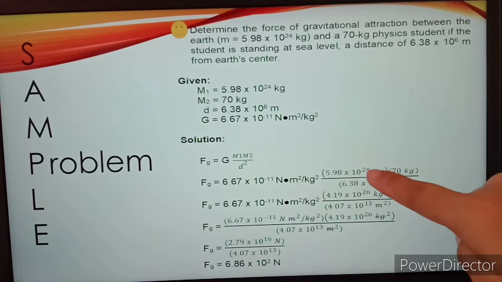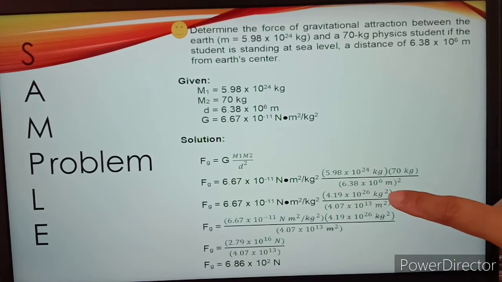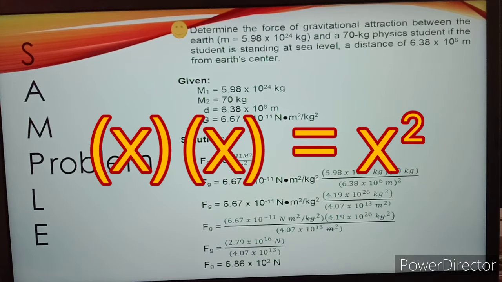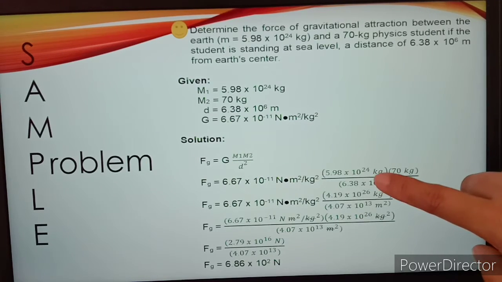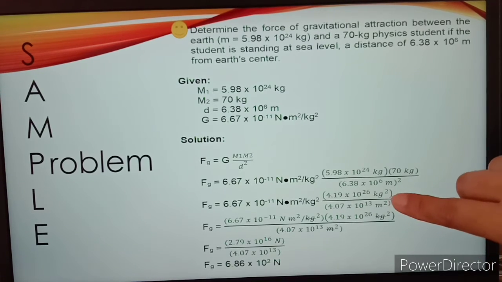And don't forget, when we multiply the units, it will be squared since we have kilograms there. Just like in mathematics, when you multiply the same variable, like x times x, we have x squared. That can also be applied here. Since we have the kilogram for the earth and the kilogram of the physics student, when we multiply them, it results in kilograms squared.